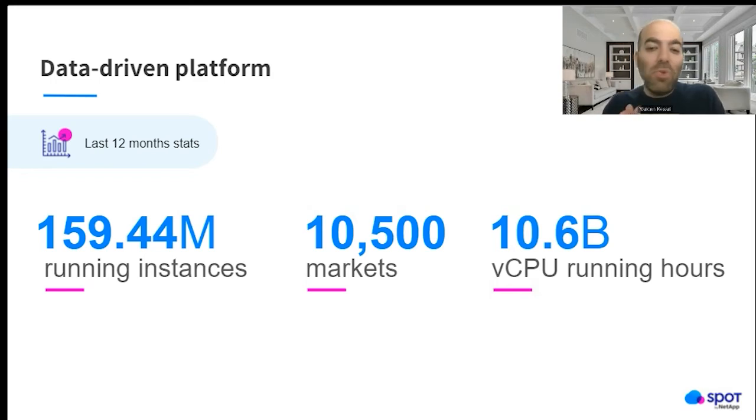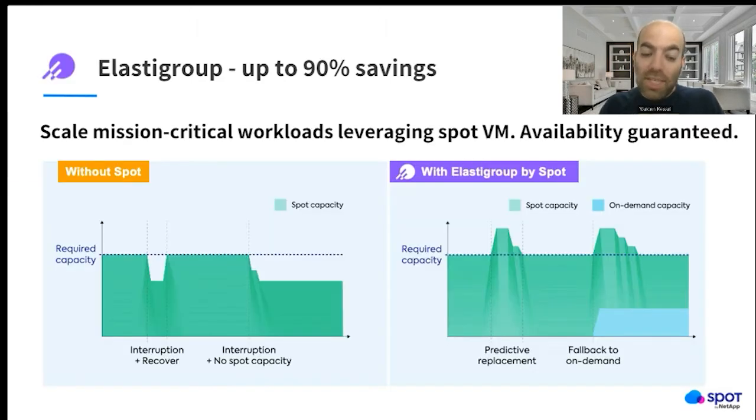Following next, you will see how this data helps us advance the spot prediction that we are offering in our products, especially in one simple product and more sophisticated one, which I would like to introduce here, if you aren't familiar with it. Elastigroup. Elastigroup is our solution for running production mission-critical workloads on top of spot VMs, and we do offer an SLA. We guarantee an SLA, which Azure doesn't do.